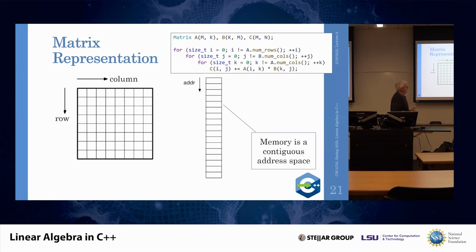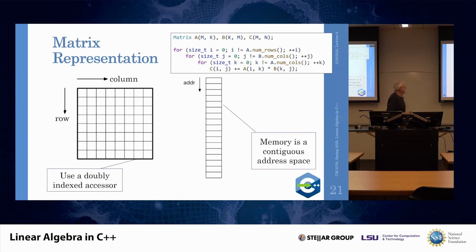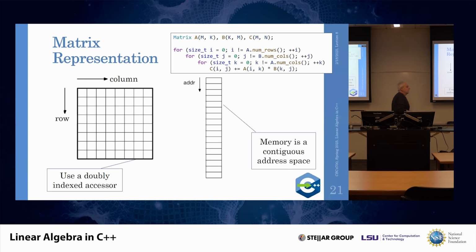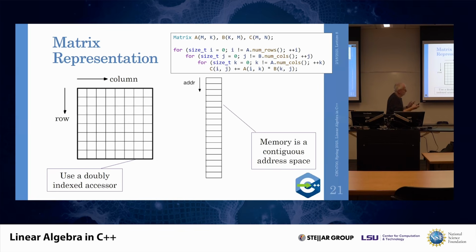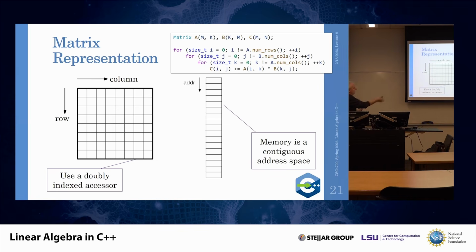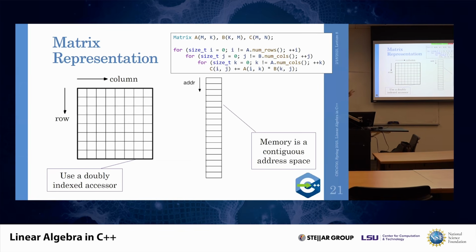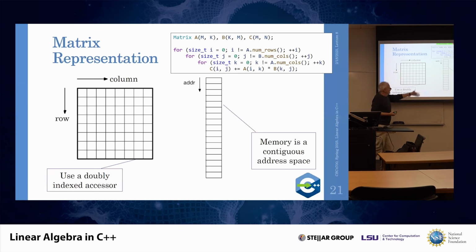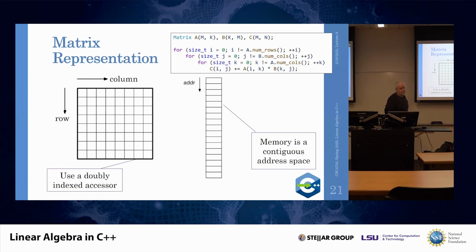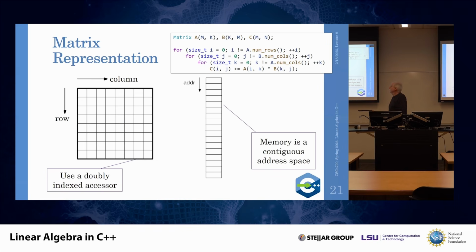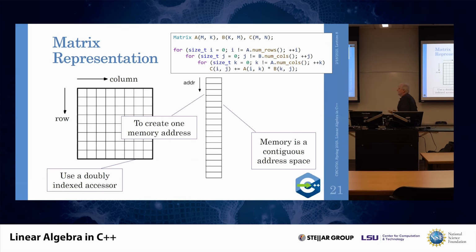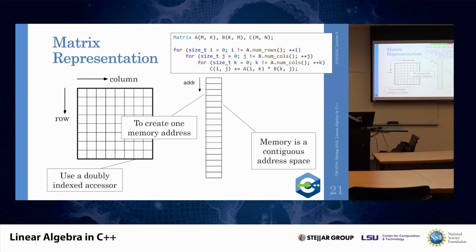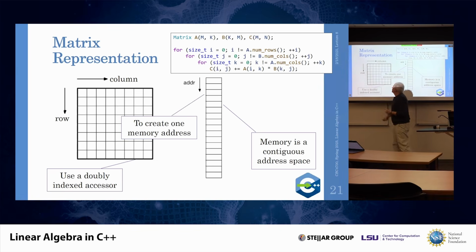Memory is contiguous. Everybody's aware of that. But we want to use a doubly indexed accessor. So how do these things actually combine, and how do we get from two indices to a single index that allows us to find the correct address in one-dimensional space? We have to somehow create one memory address for one element we want to access in our 2D data structure.